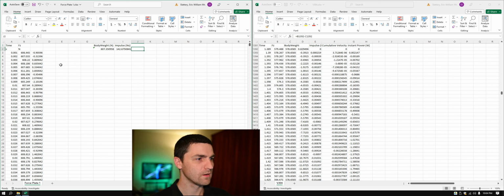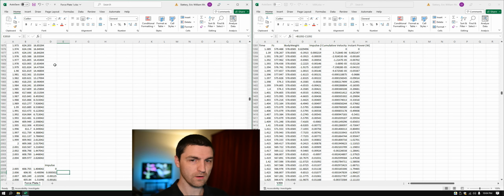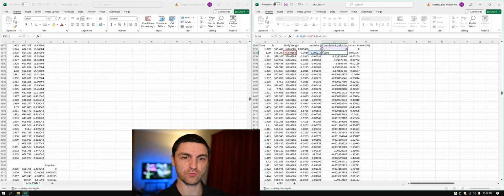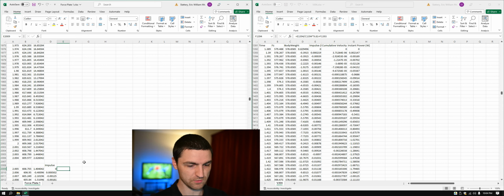Alright, so one thing I'm going to do from here is we're going to get power, or sorry, velocity first and then power. So to get velocity, what we're going to do is take their impulse, divide it by their body weight. My apologies, and then multiply it by 9.81 or gravity, and then add whatever the number was above. We're going to do the cumulative velocity, as it were. So it starts at 0.